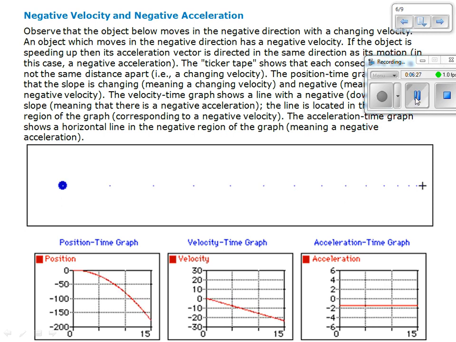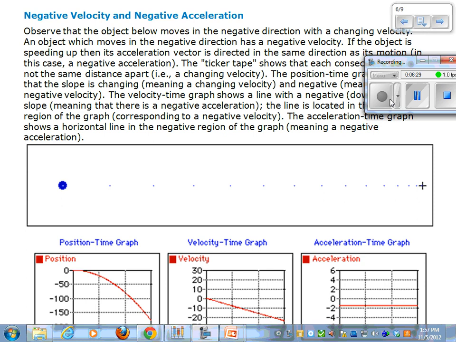What did you have? Left. Negative velocity, positive acceleration. Negative velocity means moving to the left. Positive acceleration means accelerating to the right. So, slowing down. If the signs are opposite, if one's positive and one's negative, it's going to be slowing down.